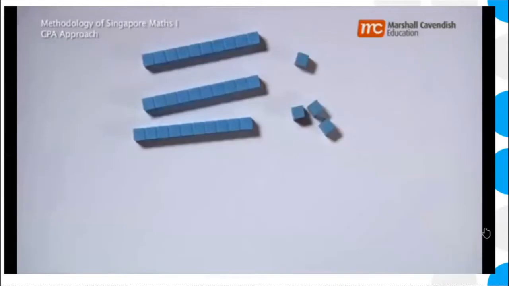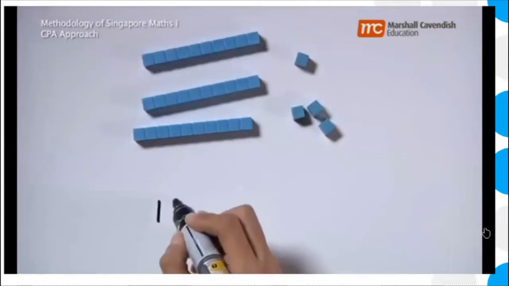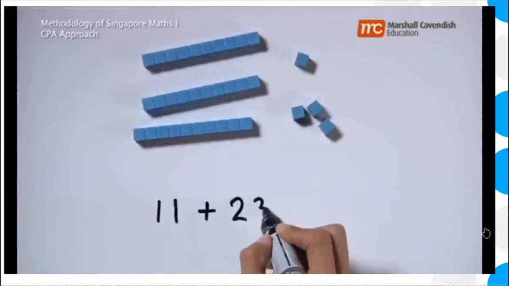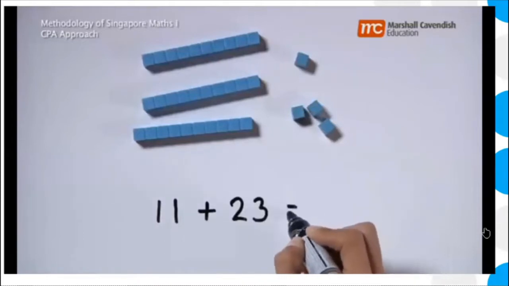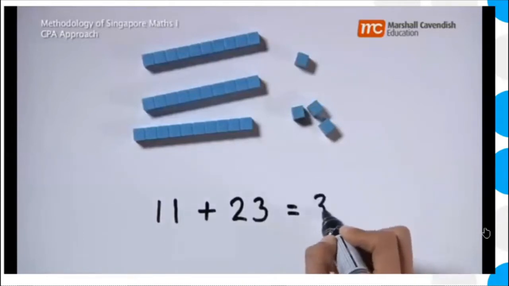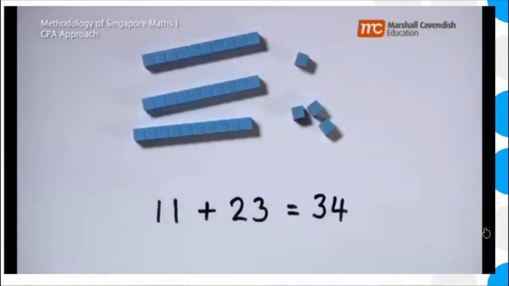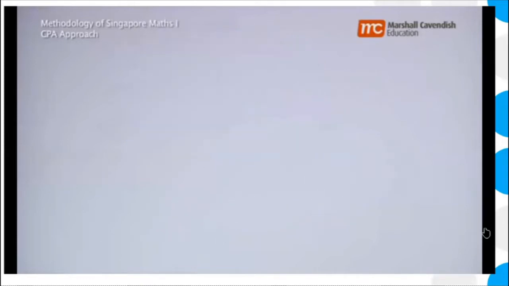and 4 ones. This is an example of a CPA approach where children will eventually learn it symbolically, that 11 plus 23 is equal to 34. This number sentence is in symbols. It is abstract. Children access abstract ideas via concrete material. Let's look at another example for subtraction.